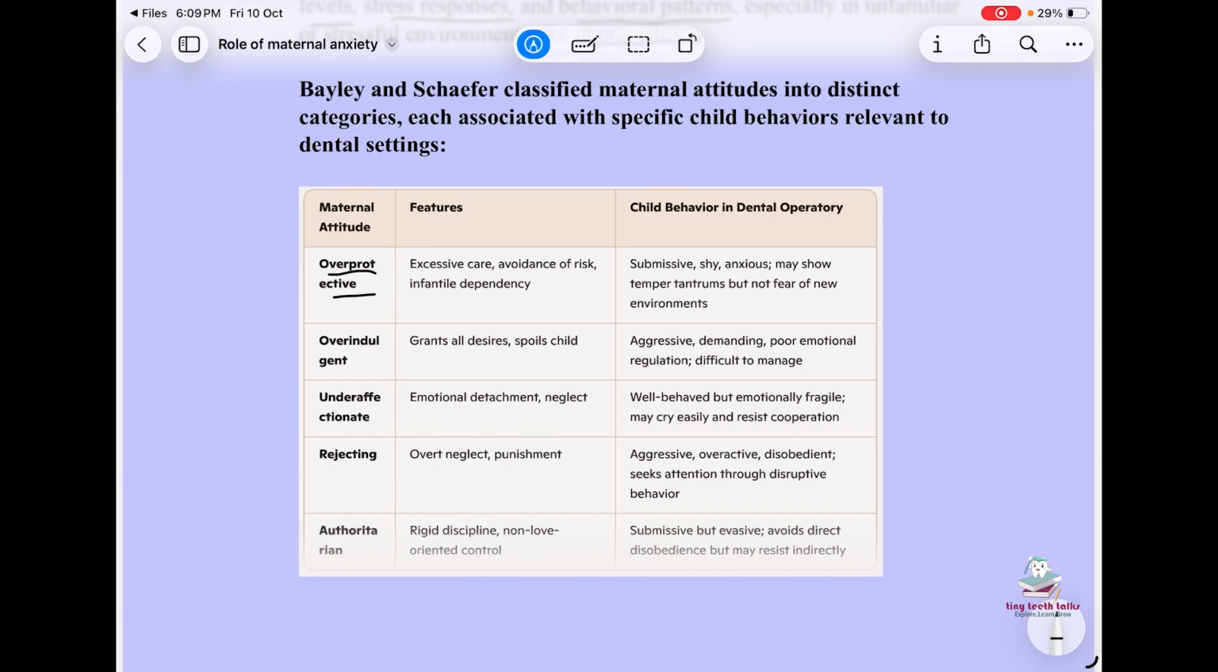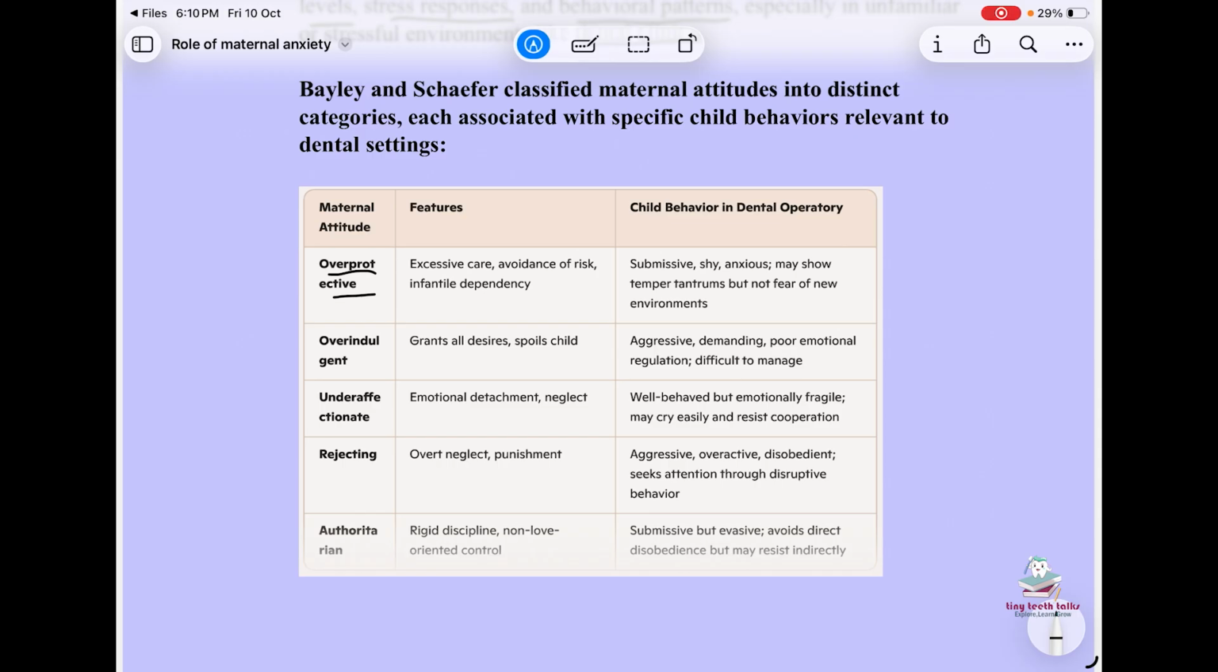So the child might behave submissive, shy, anxious, may show temper tantrums, but not fear of new environments. Means in case of an overprotective mother, the mother must be very caring, always watching over the child, avoiding letting them take risks. So the child may be shy, quiet, and nervous in the dental clinic, might throw tantrums, but usually isn't scared of new places.